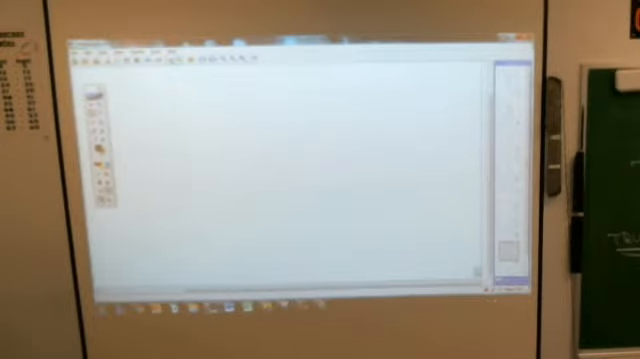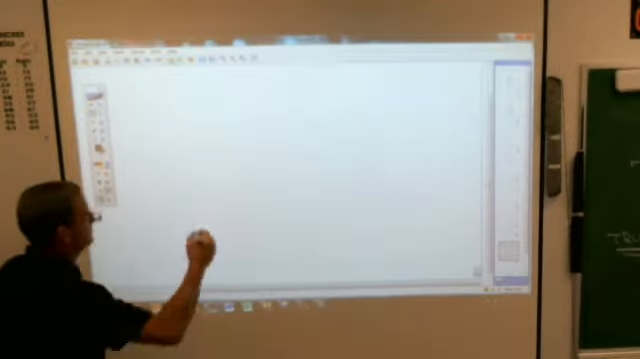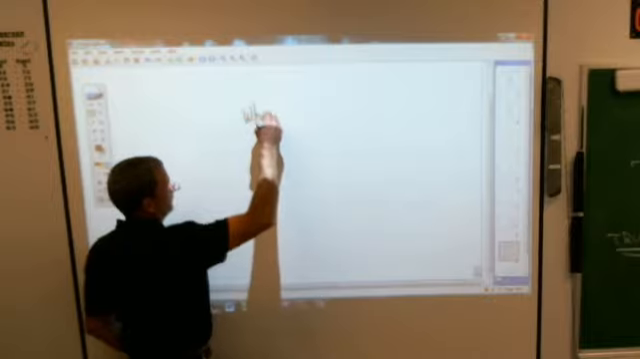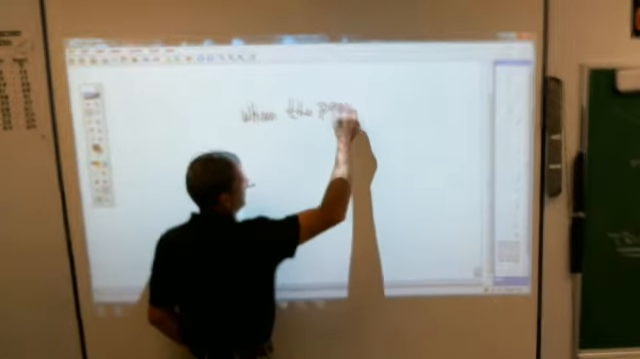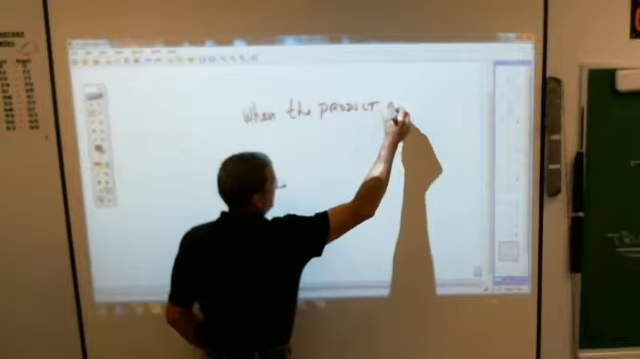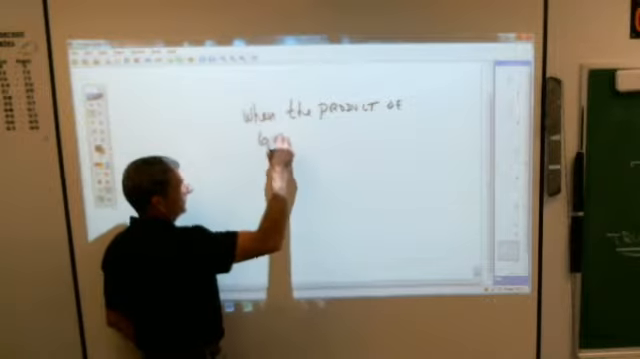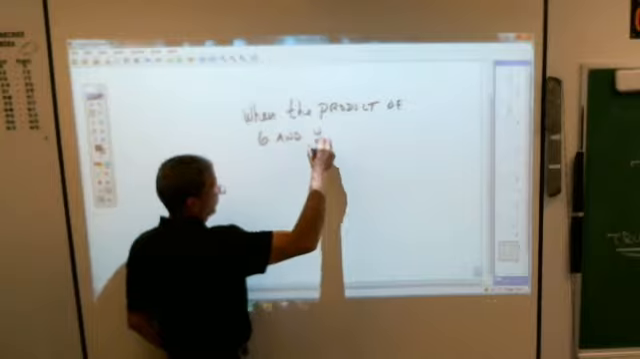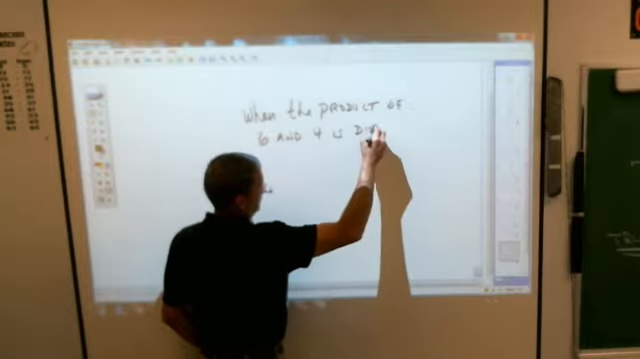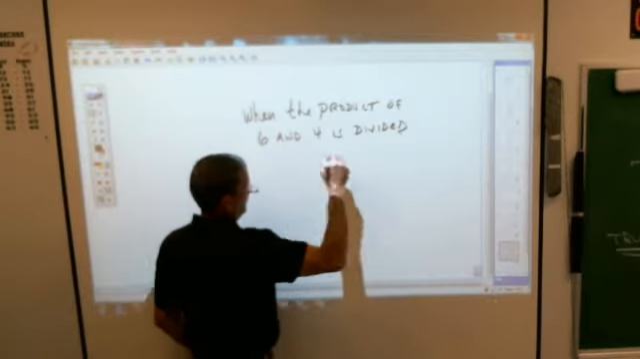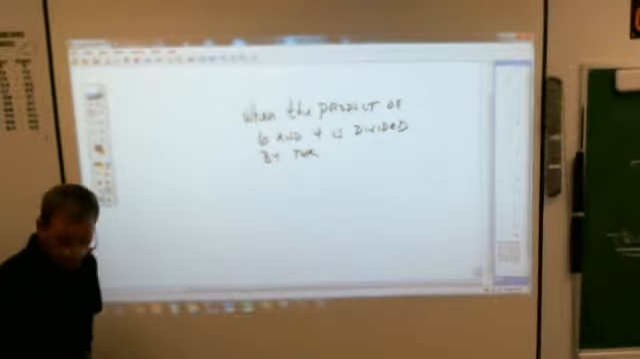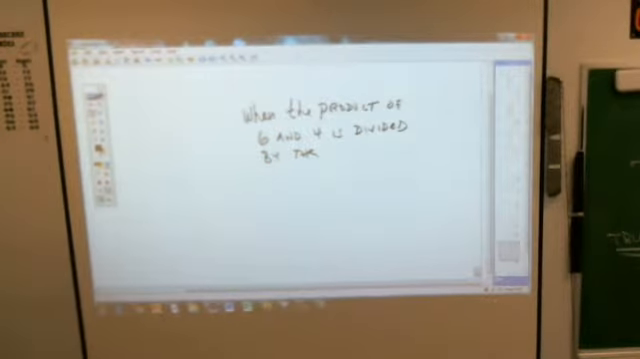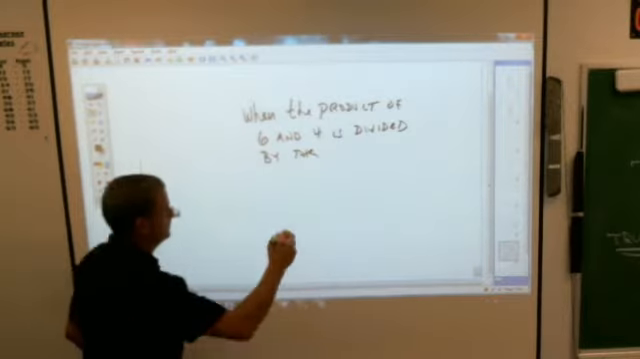When the product of 6 and 4 is divided by the difference of 6 and 4, what is the quotient? When the product of 6 and 4 is divided by the difference of 6 and 4.